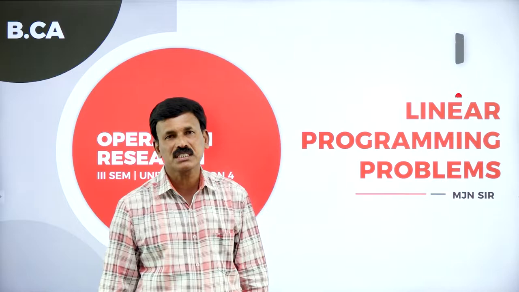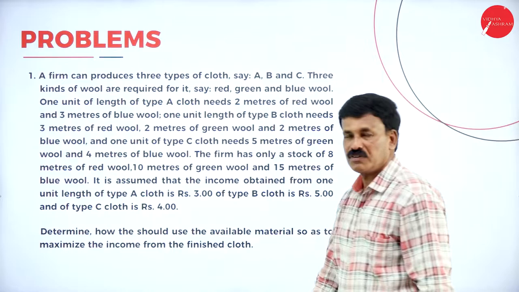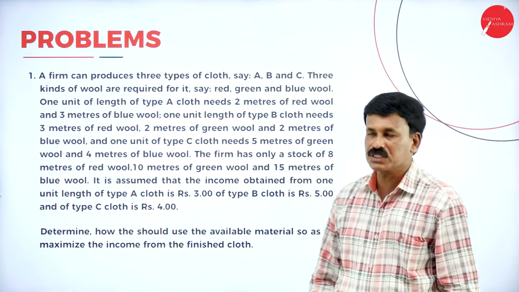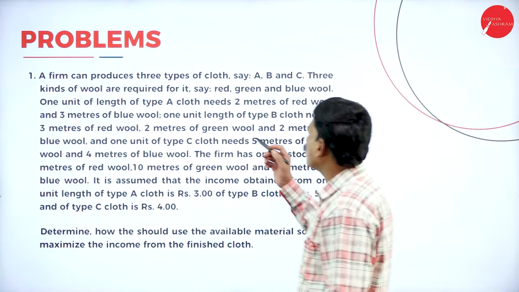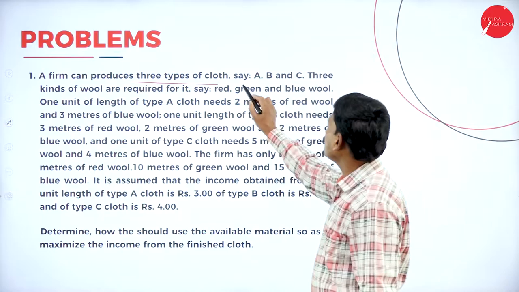Now, let us come to the first problem. What is the problem here? These are all very important problems for 7 marks. You may expect one question from this for 7 marks or 8 marks. Now, the first problem is: a firm can produce 3 types of clothes. How many types of clothes? There are 3 types of clothes. What are the types of clothes? Clothes A, B, and C.